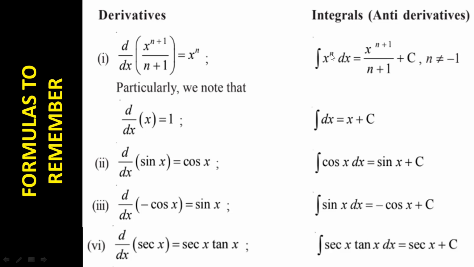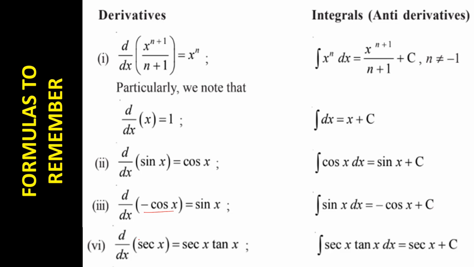If you have the integral of x power n dx, we write x power n plus 1 whole over n plus 1 plus c, where n is not equal to negative 1. You know that the derivative of sine x is equal to cos x. So the integral of cos x will be sine x plus c. Similarly, the derivative of negative cos x is equal to sine x, so the integral of sine x is negative cos x plus c.